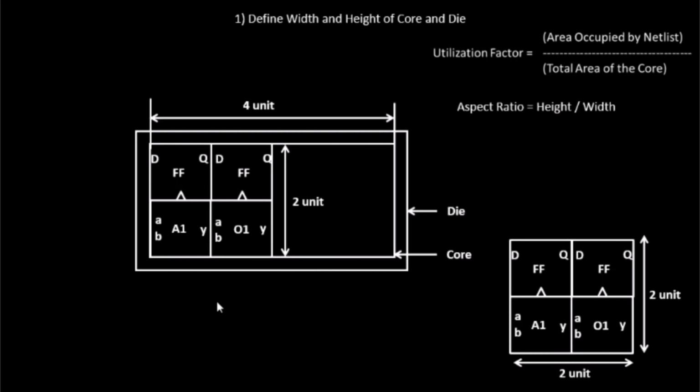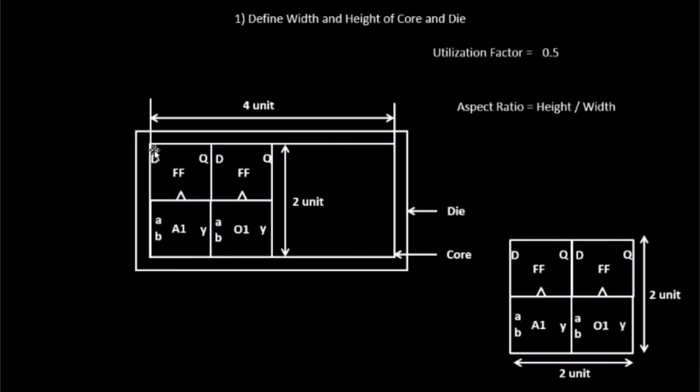If you place this logic inside this and go by the definition of utilization factor, the numbers will look something like this. Utilization factor will be the area of the netlist, which is 2 unit cross 2 unit, divided by the total area of the core, which is 4 cross 2. So utilization factor will be 4 square unit by 8 square unit, which is 0.5. Anything other than 1 represents that the core is 50% utilized, and there is some extra area that can be used to place additional cells. For example, if you need some optimization, you can use this area to add some buffers.